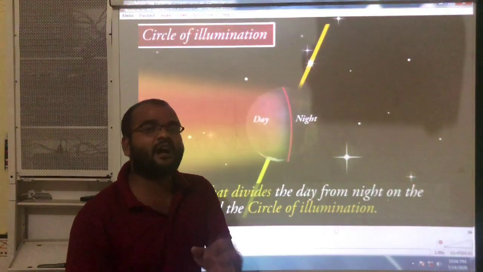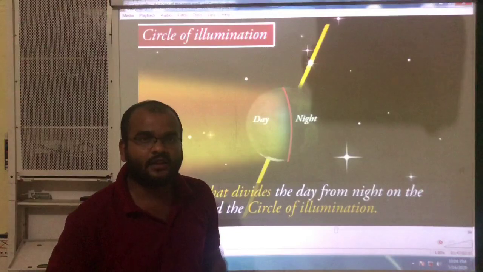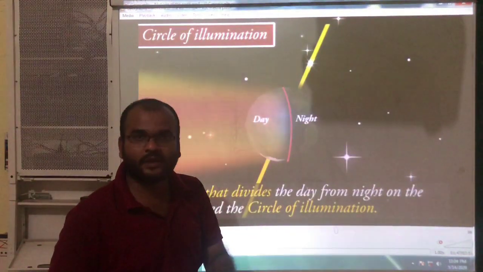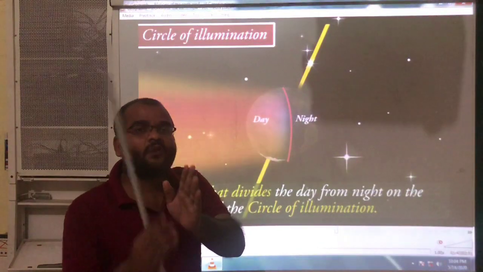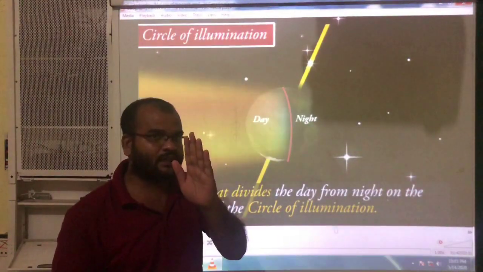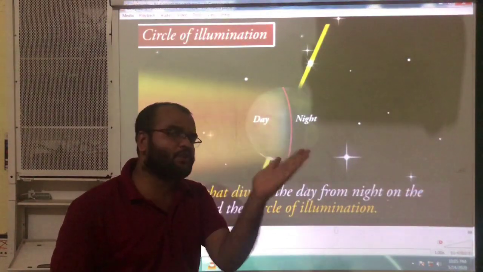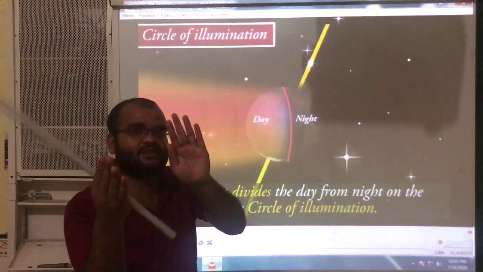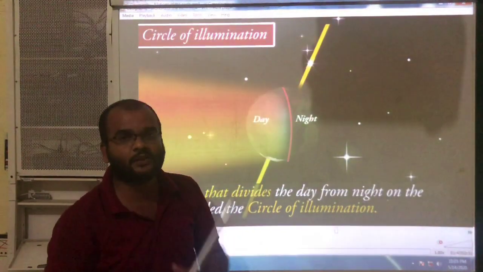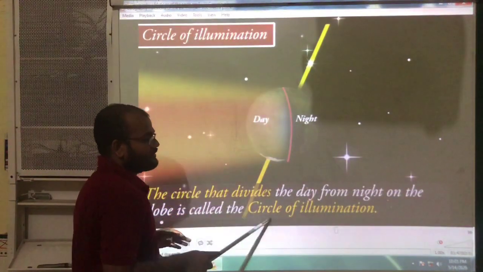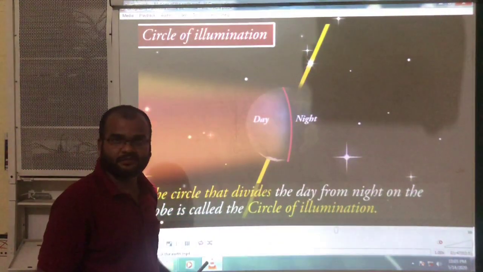Circle of illumination means what? One circle we can draw on the globe, and that circle will separate the daytime and night time, the day portion and night portion. That kind of circle is known as the circle of illumination.